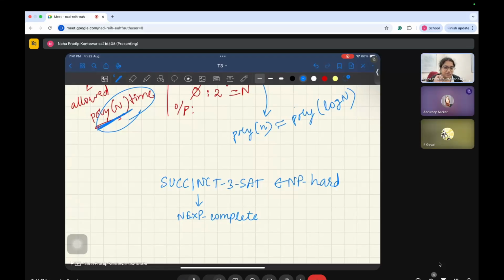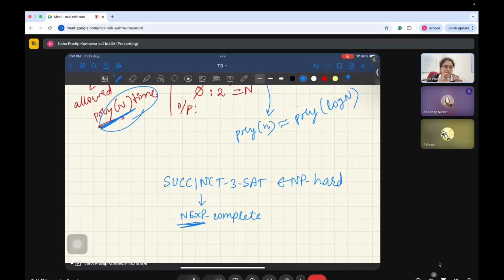You know that NEXP is separate from NP. Actually you can, you are given strictly more amount of time, so you can show that this is not in NP. Succinct 3 SAT is one of the hardest problems of NEXP, which is separate from NP. But then, how can we apply time hierarchy here?